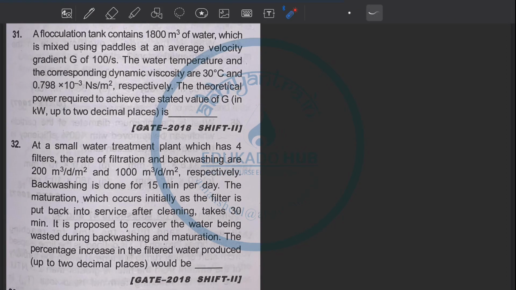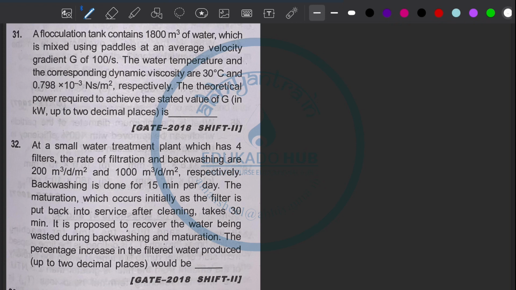Now the question 31 says that a flocculation tank contains 1800 meter cube of water mixed using the paddles at an average velocity gradient of 100 per second. Water temperature and corresponding dynamic viscosity is 0.798 into 10 to the power minus 3 Newton second per meter square. Theoretical power they want to know in kilowatts.